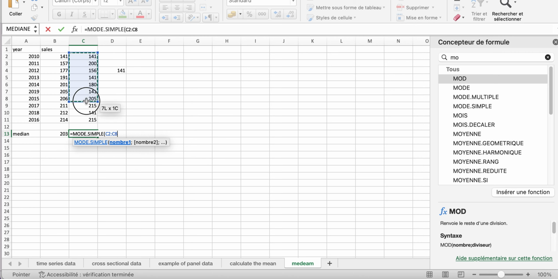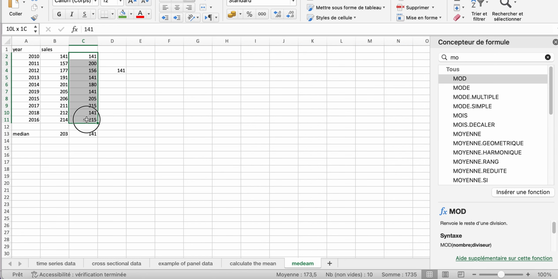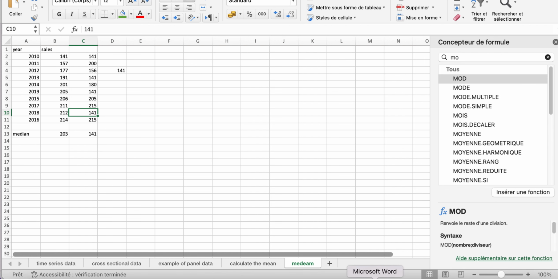Then select the variable, the values, press OK. So according to this data, our mode is 141. So the value which is common in this data set is 141. Yes, like you see here, we have 141, 141, 141, 141. It's the most common value in the sales. Okay, so these are the three measures of central tendency.